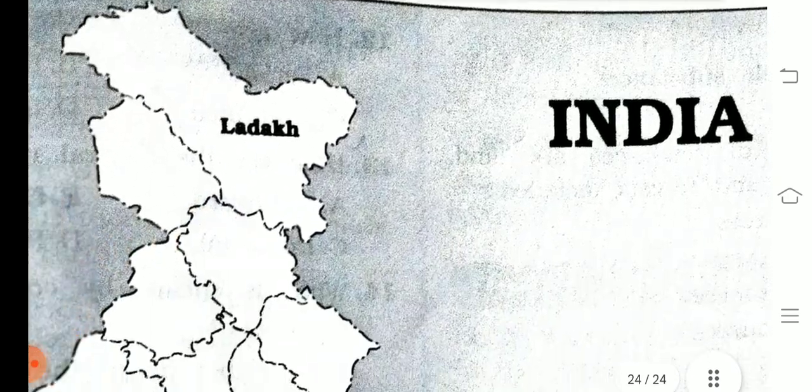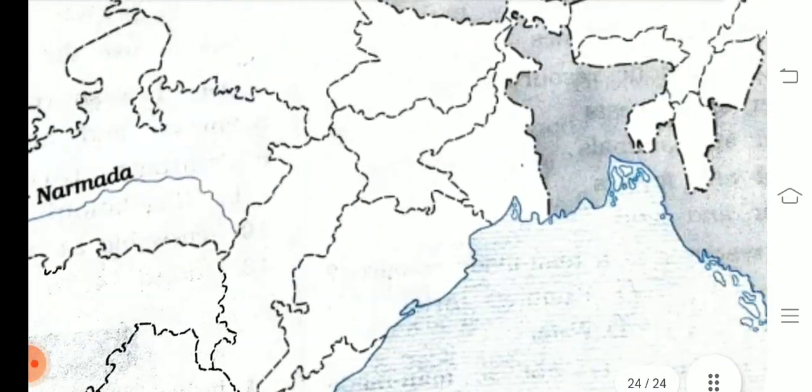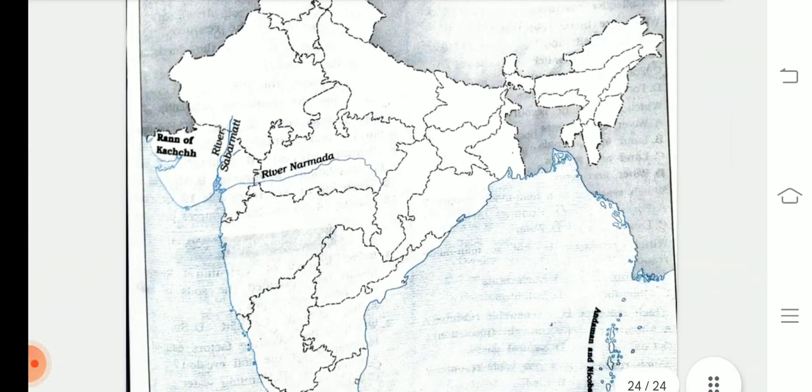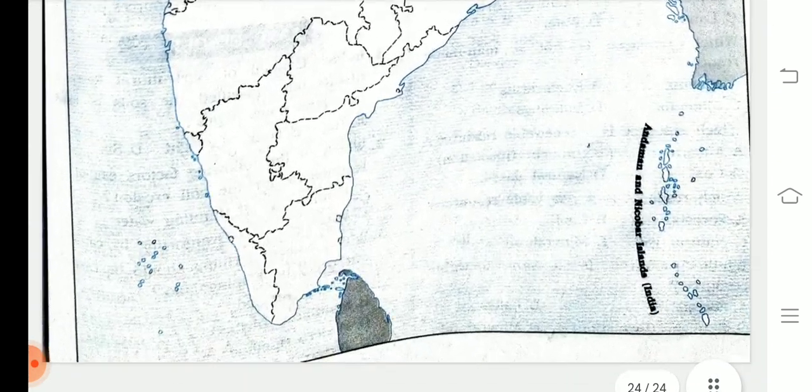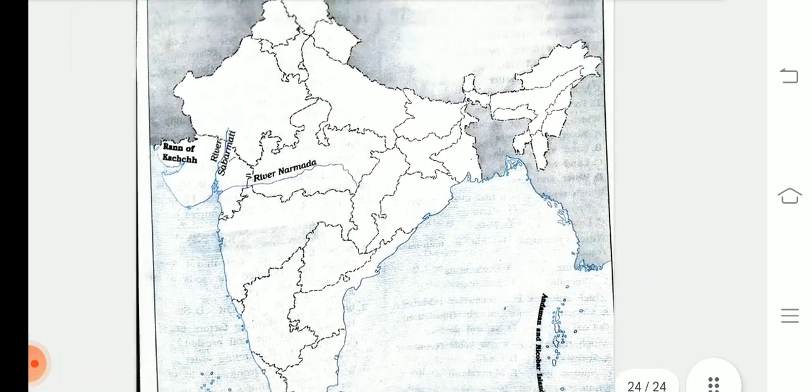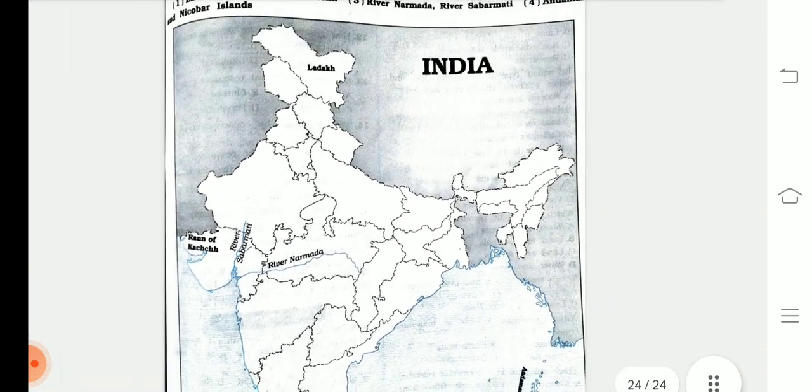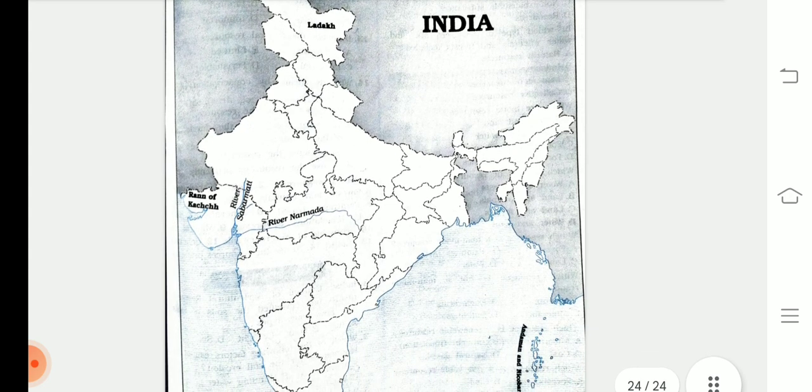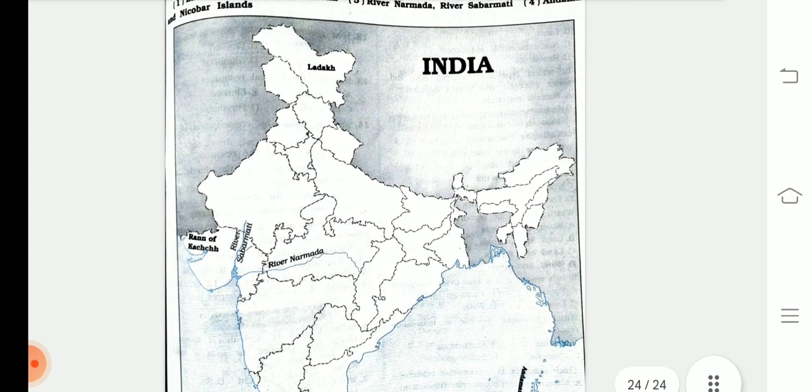Then the Andaman Nicobar Islands. So you can find out where it is. I have to make it a little bit smaller. Okay, so here you can find the Andaman Nicobar Islands. Okay, so you can see and write this answer from the map. And so here this chapter and exercise is over.